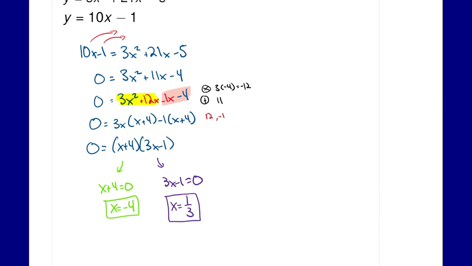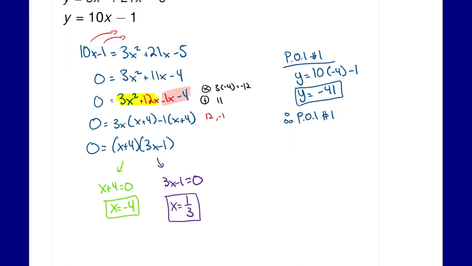So I have the x values. Now I need to go back and find the y value for each one. So I'm going to use the linear equation, because it is going to be a lot easier. So 10 times -4 minus 1. The y is equal to -40 minus 1, or -41. So that means here, therefore, the point of intersection number 1 is -4, -41.